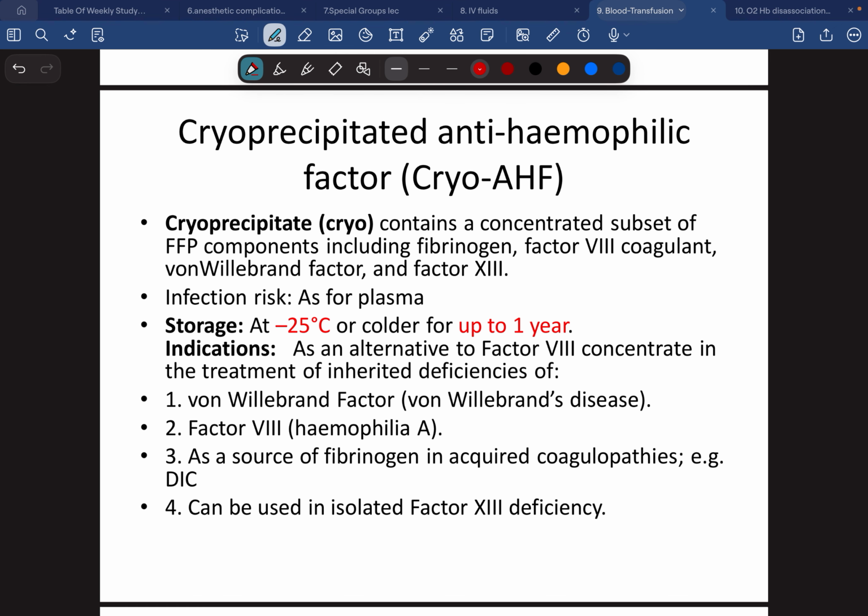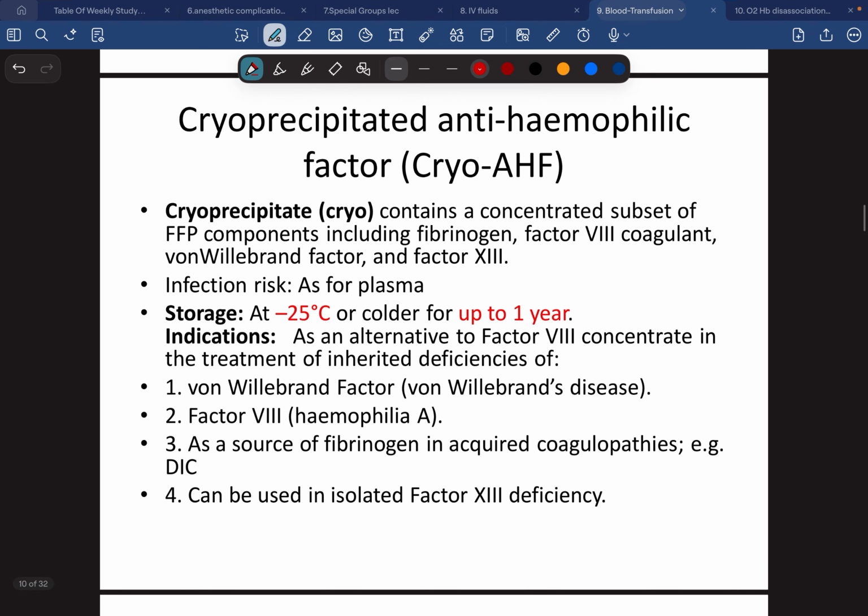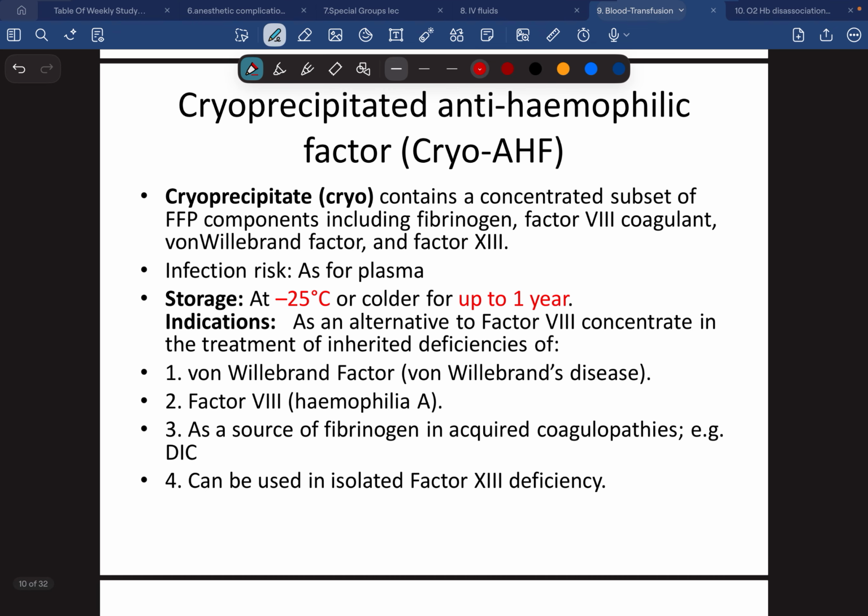Cryoprecipitate, antihemophilic factor. We give it to patients with fibrinogen, factor 8, von Willebrand, or factor 13 deficiencies. Storage, like the FFP, is at minus 25 or colder for up to 1 year. Indications: hemophilia A, von Willebrand deficiencies, as another source of fibrinogen in acquired coagulopathies, and isolated factor 13 deficiency.